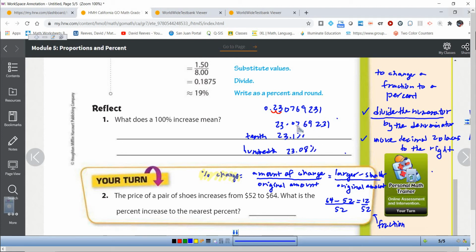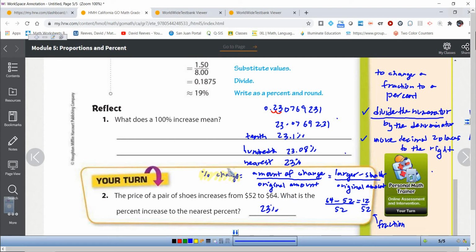Remember, when you go to round, you look 1 to the right, all right? And if that number is 5 or bigger, you round up. If it's 4 or smaller, you round down, all right? But it said to the nearest percent. That means the nearest whole percent. So 23, that is a 0. So the nearest whole percent would be 23%. Okay, so 23% would be the nearest whole percent.